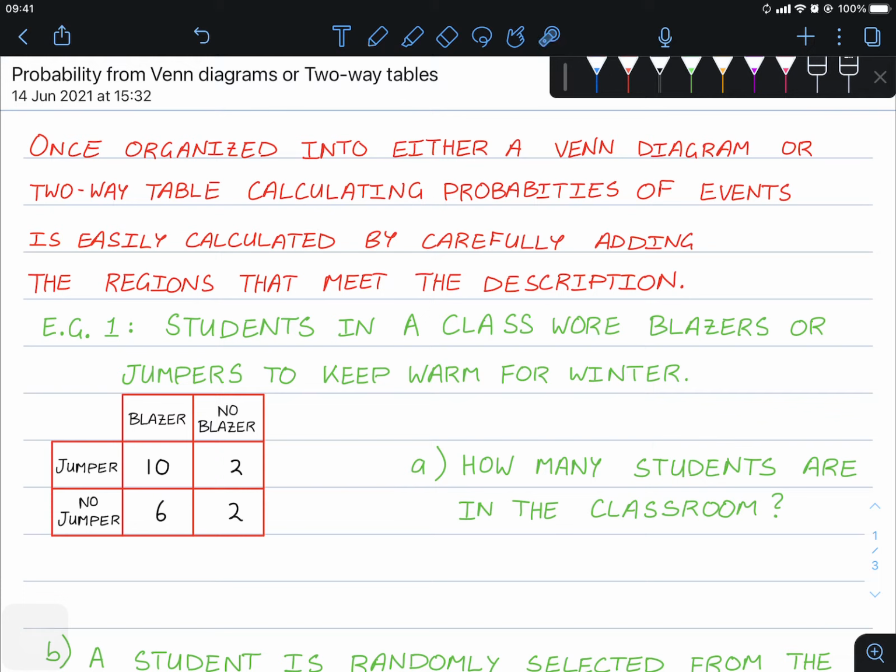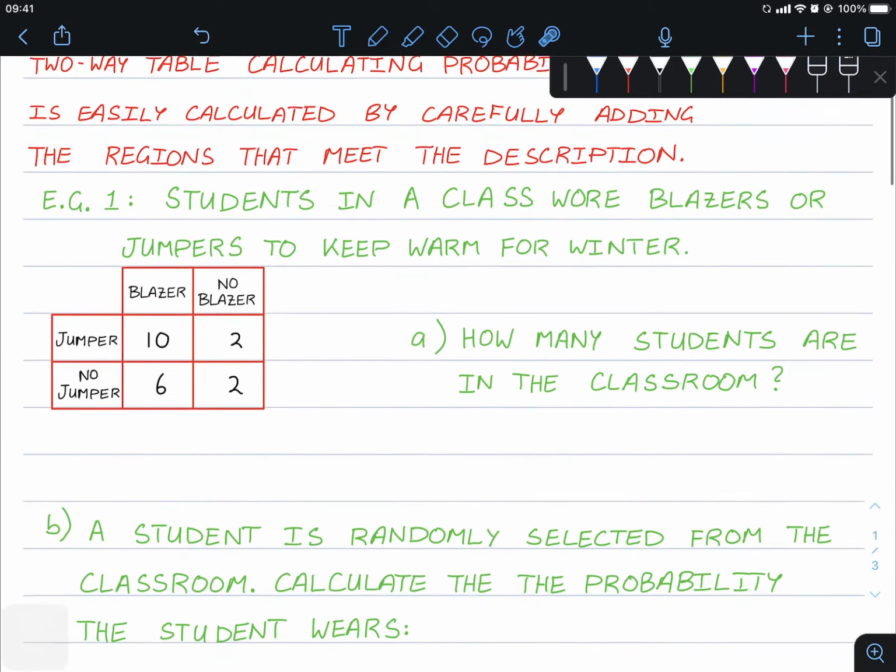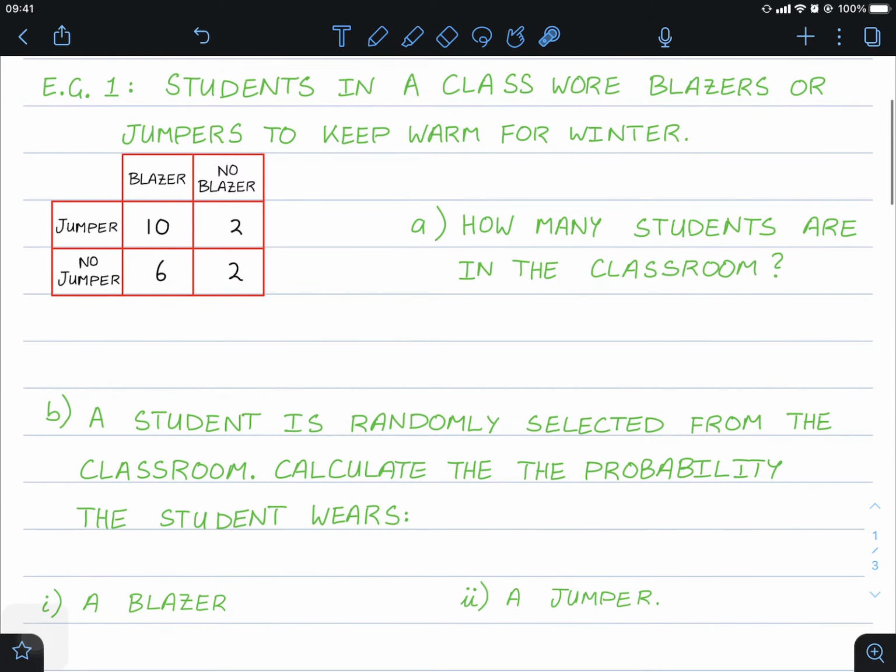Hello class, this is a video tutorial on calculating probabilities from Venn diagrams or two-way tables. So once organized into either a Venn diagram or two-way table, calculating probabilities of events is easily calculated by just carefully adding the regions or the boxes that meet the description. So let's go straight into our first example here.